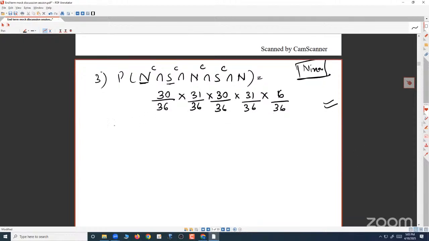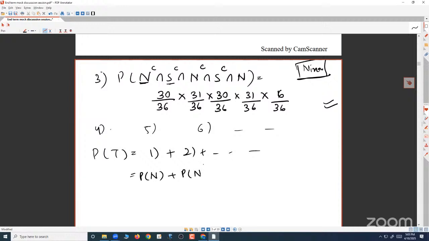So this will continue. There will be a fourth condition, a fifth, a sixth, like there will be many conditions. Infinite conditions. So the total probability would be the first condition's probability, then the second condition's, and we will add all the probabilities. Basically it is the probability of N plus the probability that she wins in the third throw.